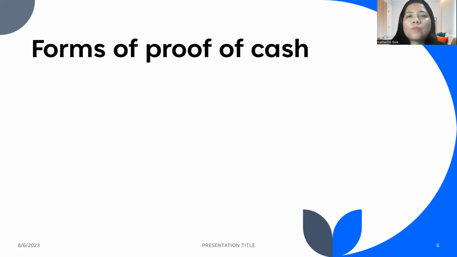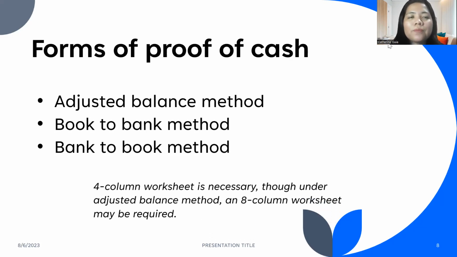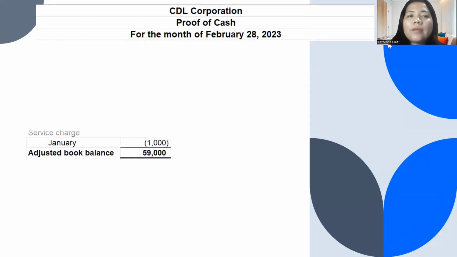Let's move on to the forms of proof of cash. Similar with our bank reconciliation, we have the adjusted balance method, the book-to-bank method, and bank-to-book method. What I will be focusing on in today's discussion is the adjusted balance method. This proof of cash is usually with a 4-column worksheet, although under the adjusted balance method, an 8-column worksheet may be required. So basically, it's a 4-column. So we have the header.